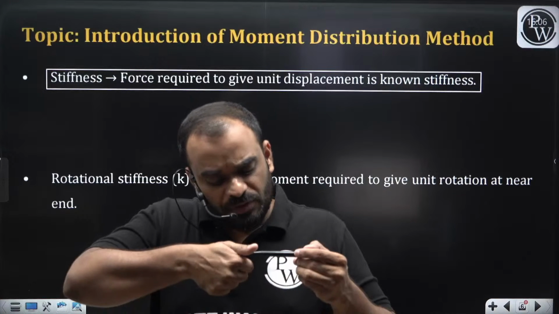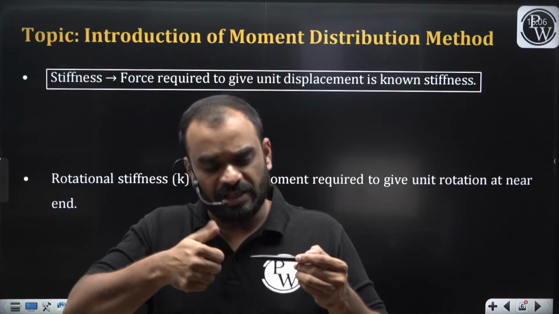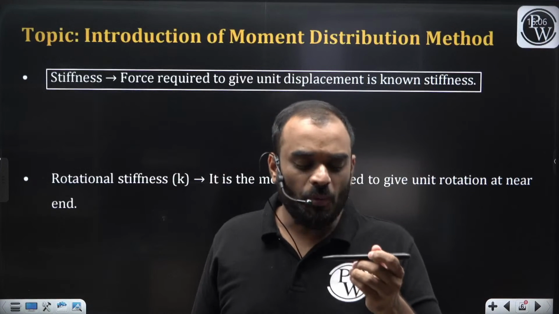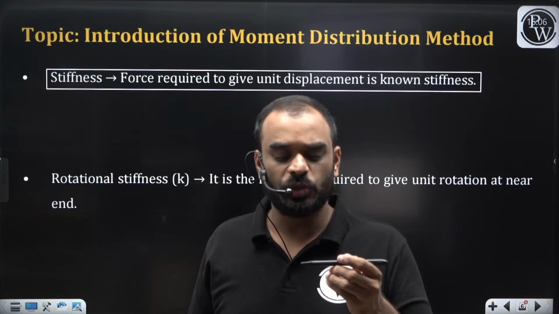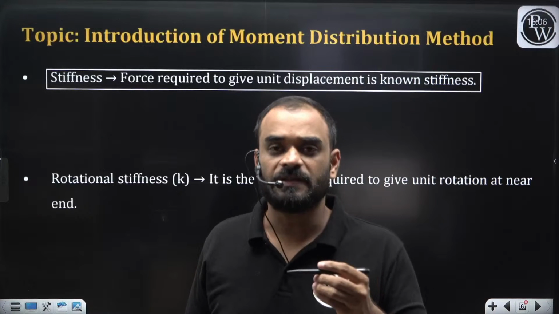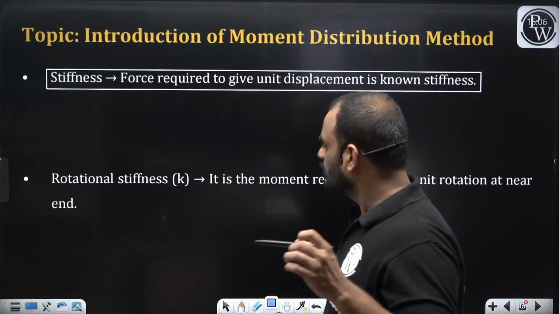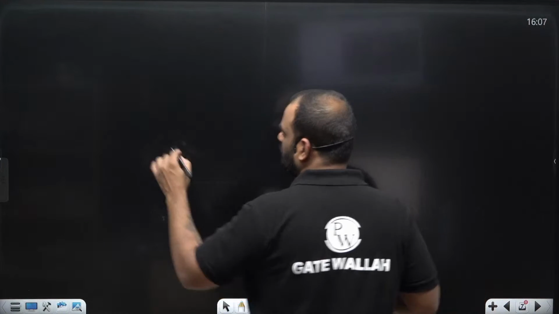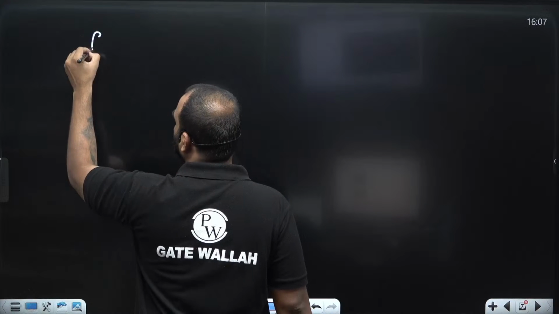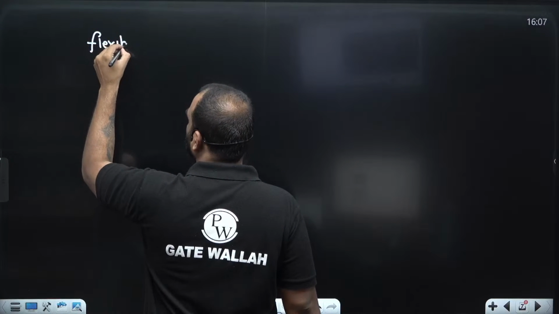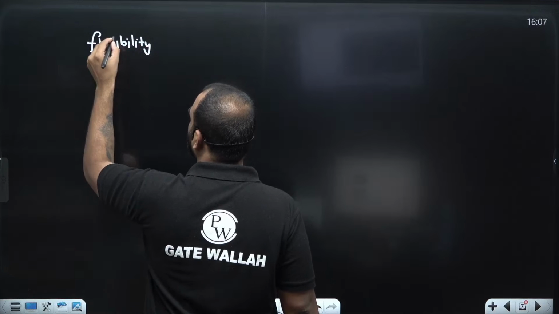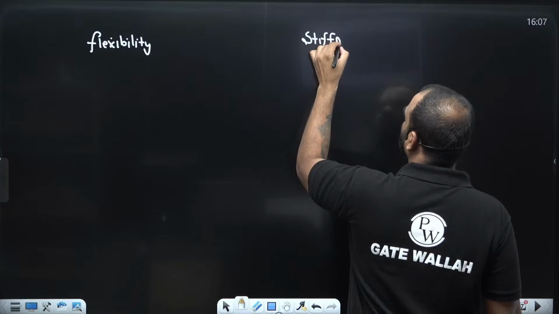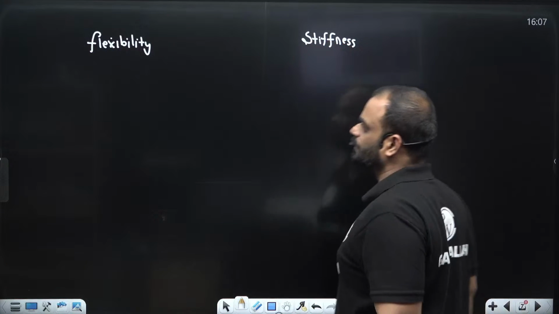So let us suppose I am trying to apply the force, which is basically a unit force. So my question is, how much displacement will occur due to this particular unit force? Just try to understand these two things, then you are able to understand the stiffness term very well. Okay, listen.